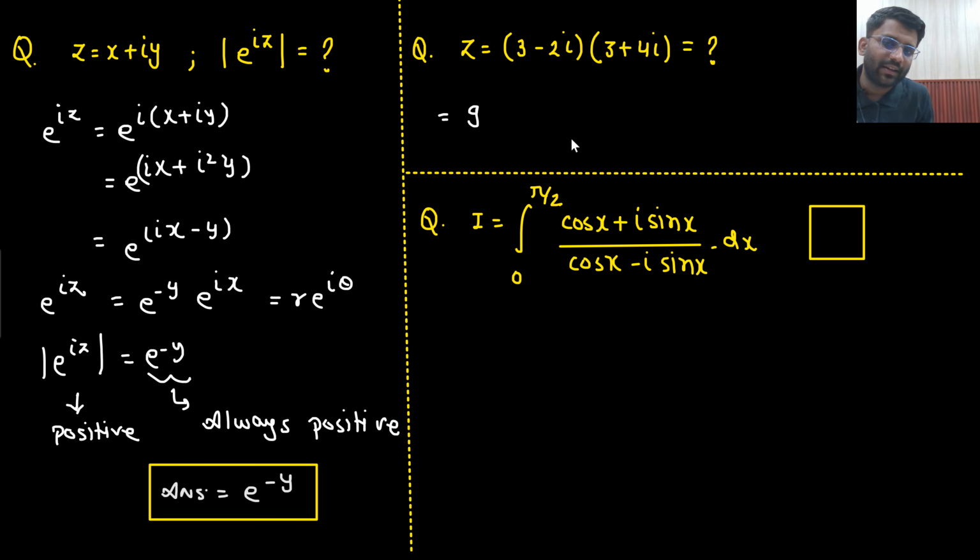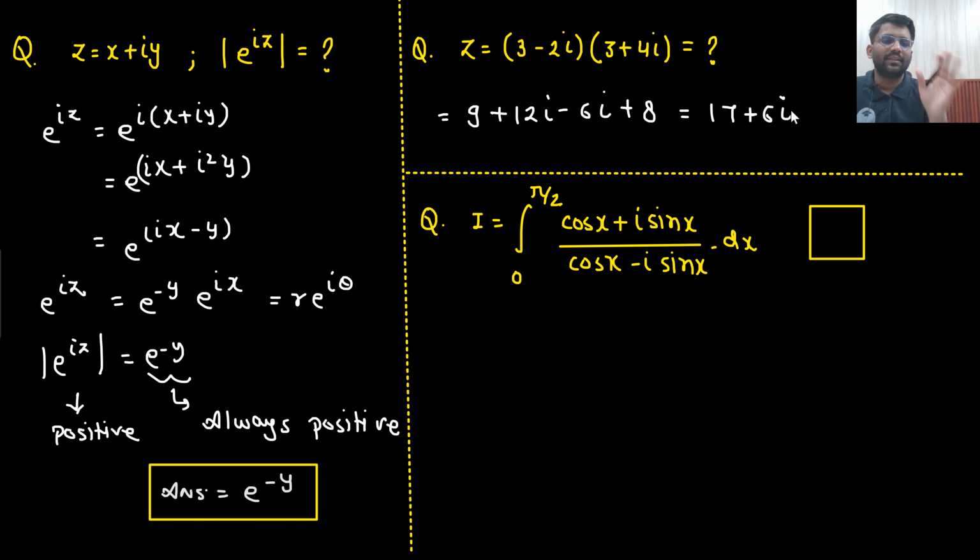3 into 3, 9, 12, minus 6 iota, 2 into 4, 8, so plus 8. That's it. Right? So what is the answer you are getting? 17 plus 6 iota, that's it. Calculation sahi kiya na bhai. 3 into 3, 9, 12 iota, minus 6 iota, minus 8, then iota square will become plus. 17 plus 6 iota. I don't believe my calculation at all. I checked 3 times. Yeah, so this calculation is correct.